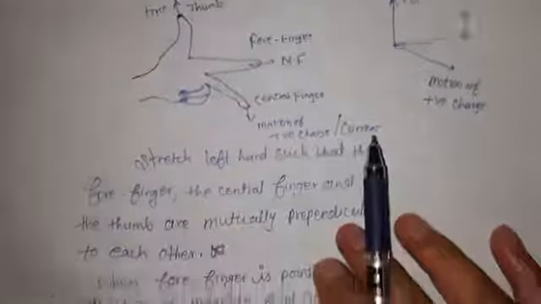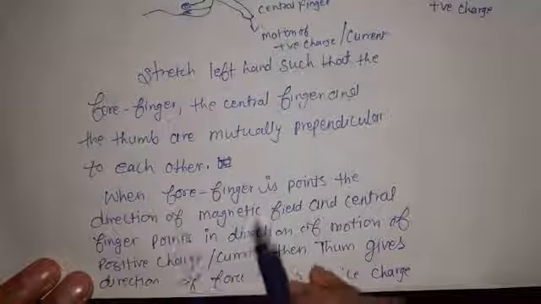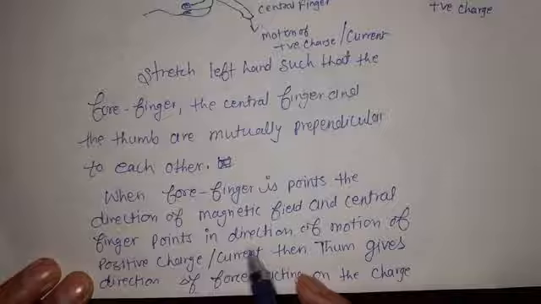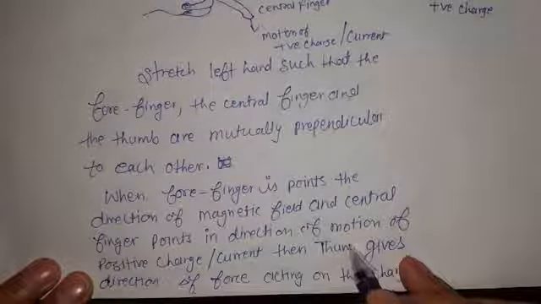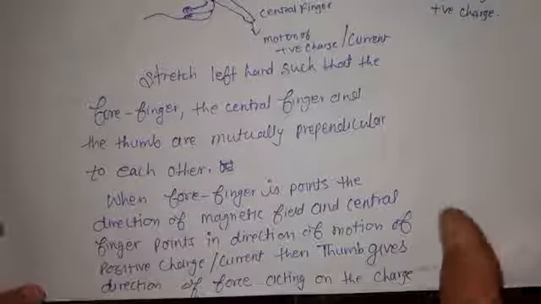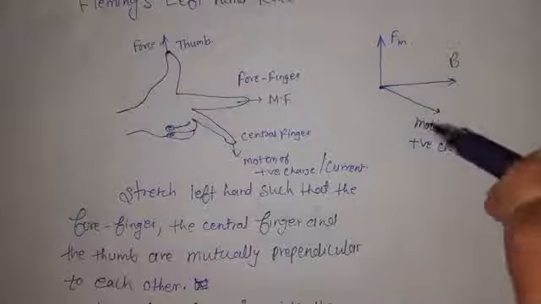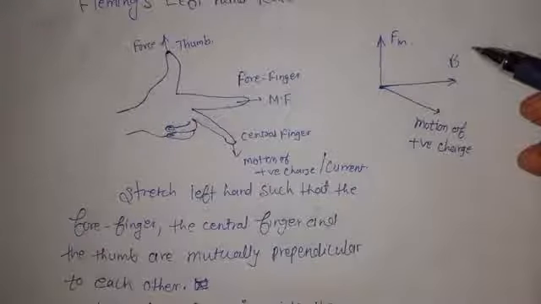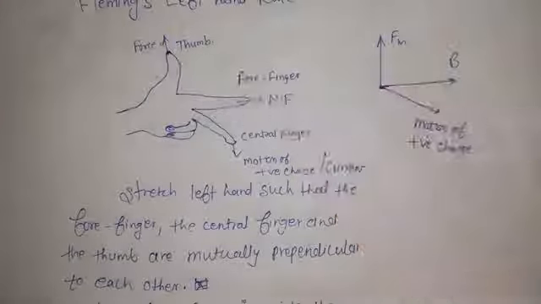So thus we come to know over here that when the forefinger points the direction of magnetic field and the central finger points in direction of motion of positive charge or current, then the thumb gives the direction of force acting on the charge. So that's how we can find out this force which is exerted on that moving charged particle by that magnetic field. It is found with the help of this Fleming's rule.